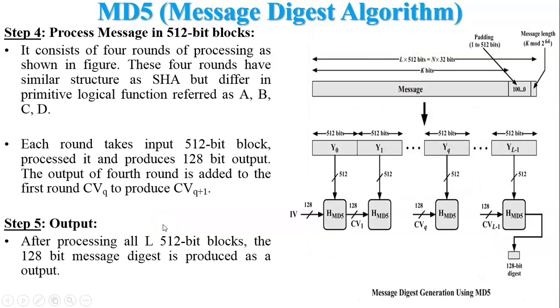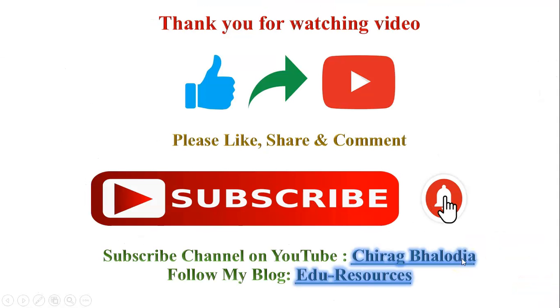Step number 5. After processing all L 512-bit blocks, the 128-bit message digest is produced as the output. Now you can see in this figure the final 128-bit message digest is generated.